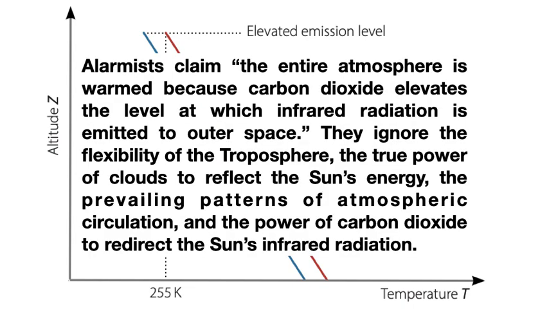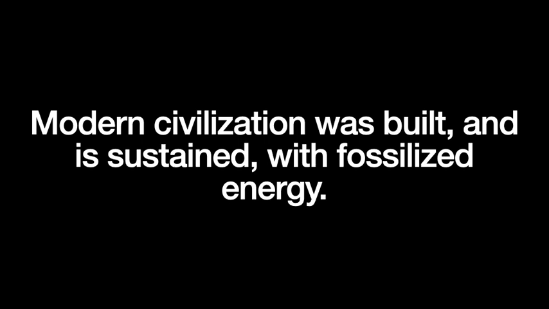Now, alarmists claim that the entire atmosphere is warmed because carbon dioxide elevates the level at which infrared radiation is emitted to outer space. But I'm claiming with this presentation that the alarmists are ignoring the flexibility of the troposphere. They are ignoring the true power of the clouds to reflect the sun's energy. They are ignoring the prevailing patterns of atmospheric circulation. And they are ignoring the power of carbon dioxide to redirect the sun's infrared radiation. And that's why their models are so far off when it comes to being able to predict the temperatures.